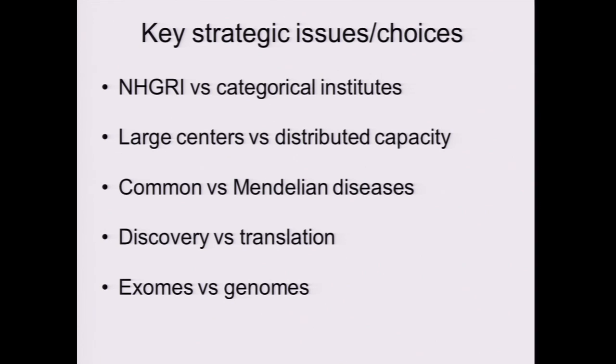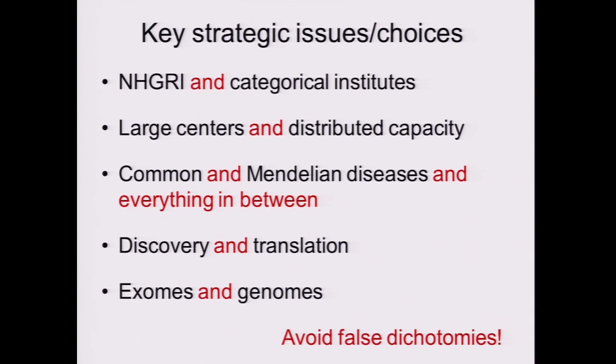There's the issue of NHGRI versus the categorical institute, large centers versus distributed capacity, common versus Mendelian diseases, discovery versus translation, exome versus genomes. I don't like any of those. I think those are all false dichotomies. I don't think we can afford to deal with them as dichotomies. I think we have to recognize that on all of those issues, we need both.